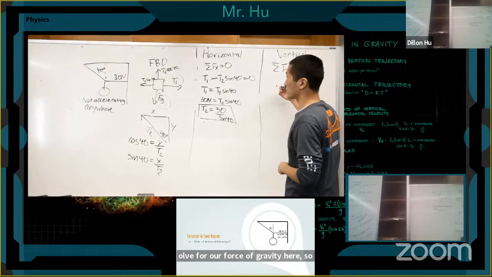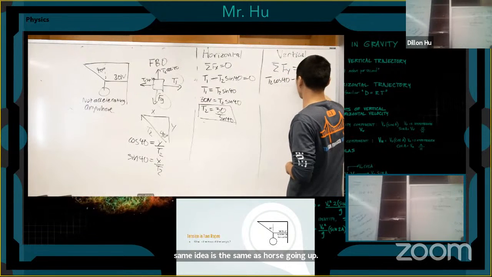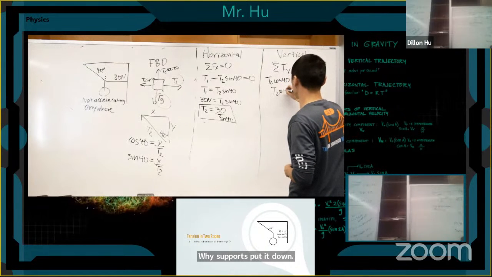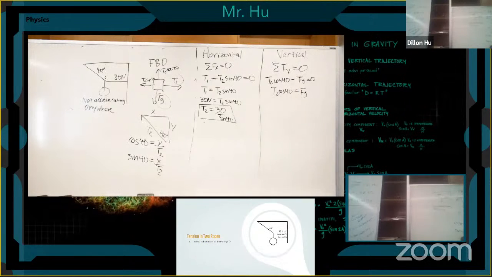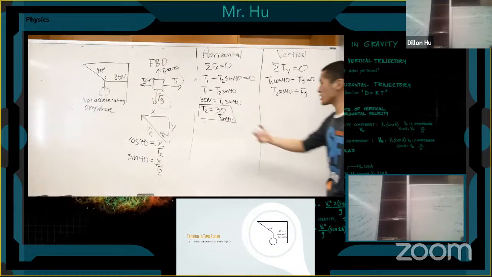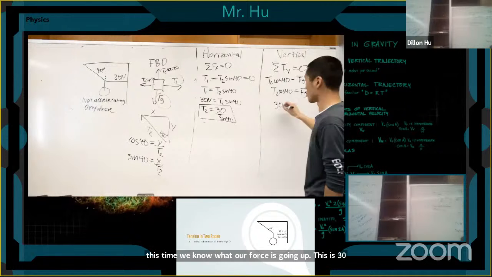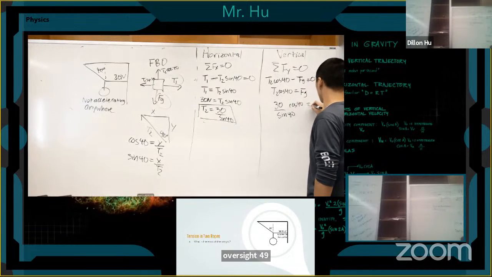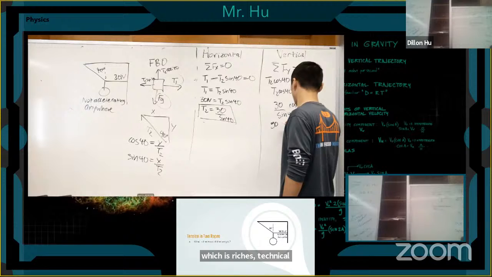So let's solve for our force of gravity here. Basically the same idea: the force going up minus the force going down is going to equal 0, which is just another way of saying that the force going up is going to equal the force going down. This time we know what our force going up is. This is 30 over sine 40, or cosine 40. Well, the force of gravity, which is technically 30 cotangent 40.